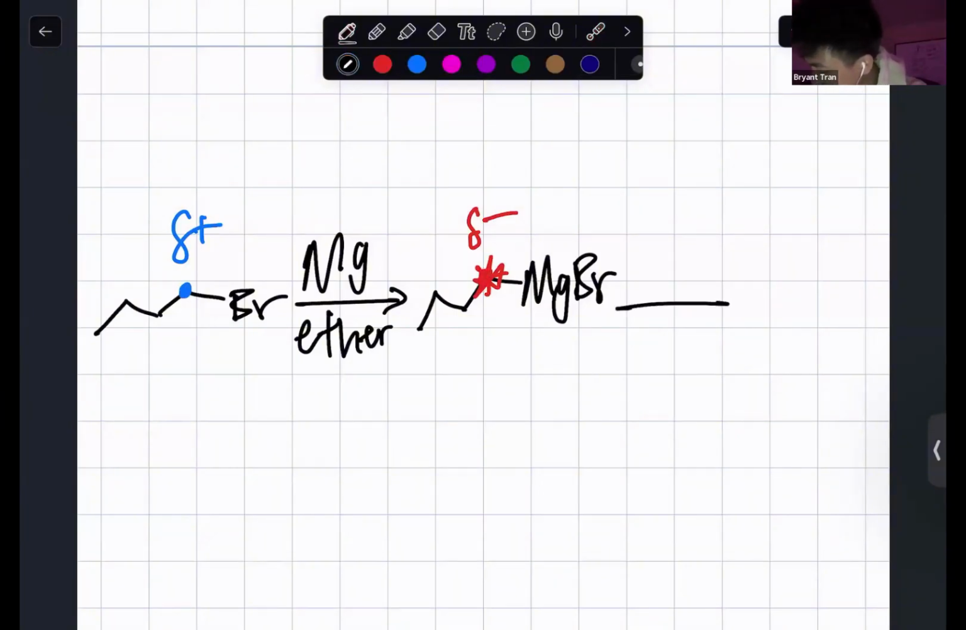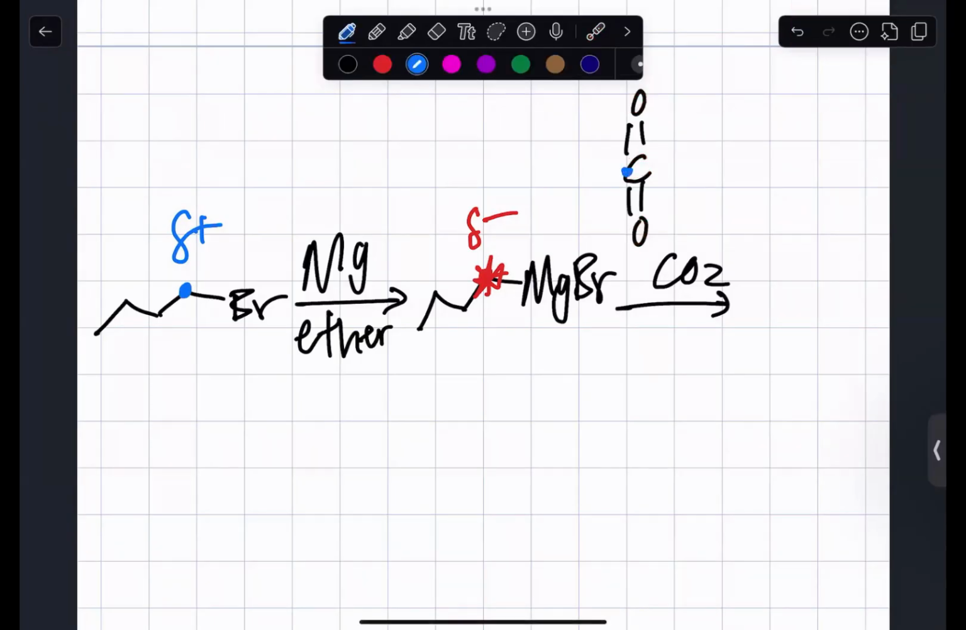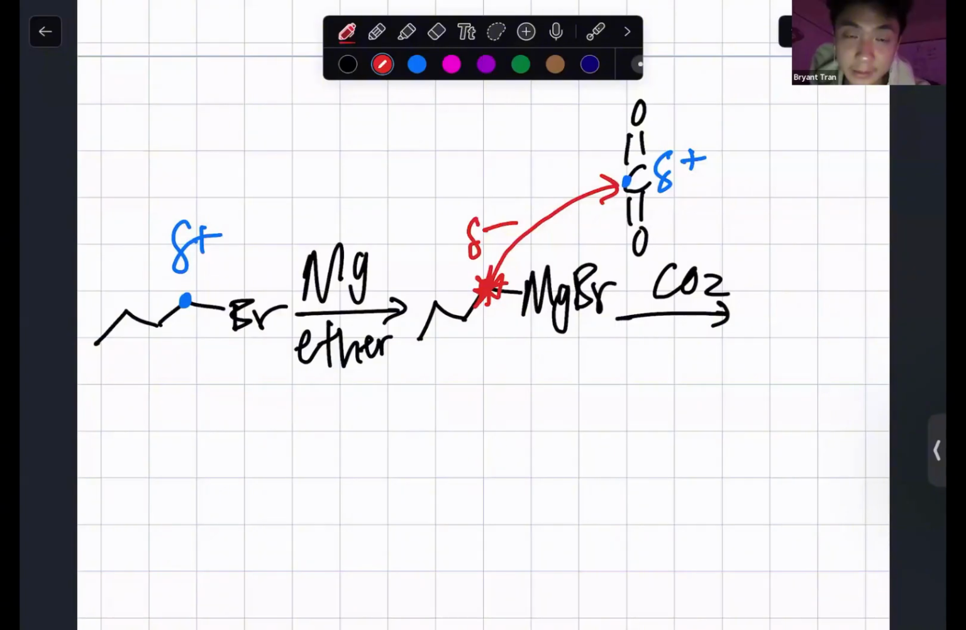Once we have the Grignard reagent, we could add CO2, carbon dioxide. I'm going to draw out CO2 in its Lewis structure. What would be the partial charge of this carbon if it's attached to two oxygen atoms like that? Partial positive, because oxygen is more electronegative than carbon, so oxygen withdraws electrons from carbon, making it the electrophile. So this partial negative carbon is going to attack that partial positive carbon, making a new bond between the star and dot carbon.